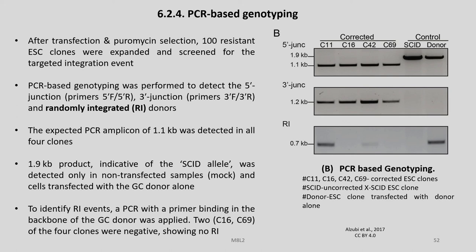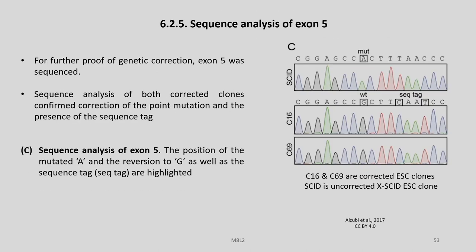To identify random integration (RI) events, a PCR with a primer binding in the backbone of the GC donor was applied. Two of the 4 clones, C16 and C69, were negative, showing no RI. Further, sequence analysis of exon 5 was done as a proof of genetic correction. Sequence analysis of both corrected clones confirmed correction of the point mutation and the presence of the sequence tag. And in this figure C, you can see the sequence analysis of exon 5, the position of the mutated A and the reversion to G, as well as the sequence tag, highlighted in this figure.